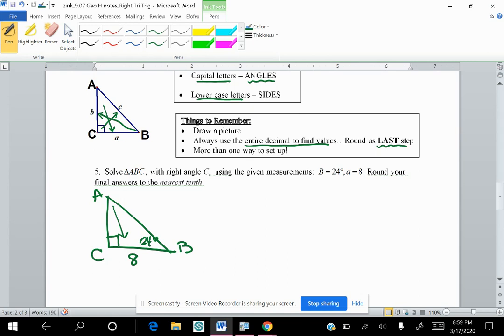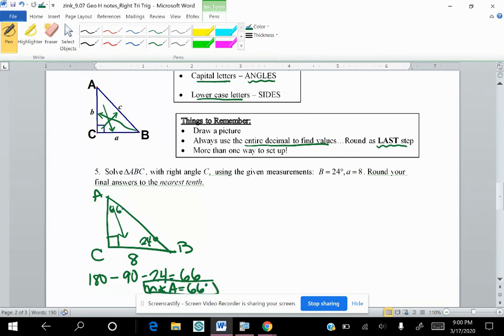Round your final answers to the nearest 10th. So first thing I might do is say, okay, let's find angle A. I know all the angles in a triangle add to 180, so I'm going to subtract the 90, which gives me 90, and then subtract 24, which will give me 66. So the measure of angle A is 66 degrees.